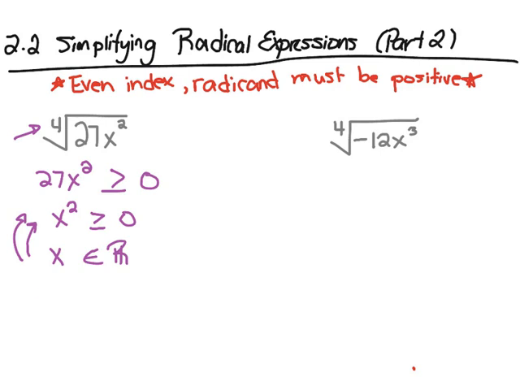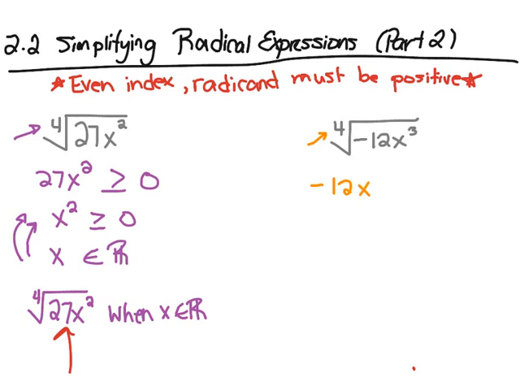So for the final answer, the fourth root of 27x squared is defined when x is an element of the real numbers. So really, no matter what x value you plug into this equation, it will work because you could never make a negative underneath. For our second one, it's an even index, so we need it to be positive, so negative 12x to the power of 3 has to be positive.